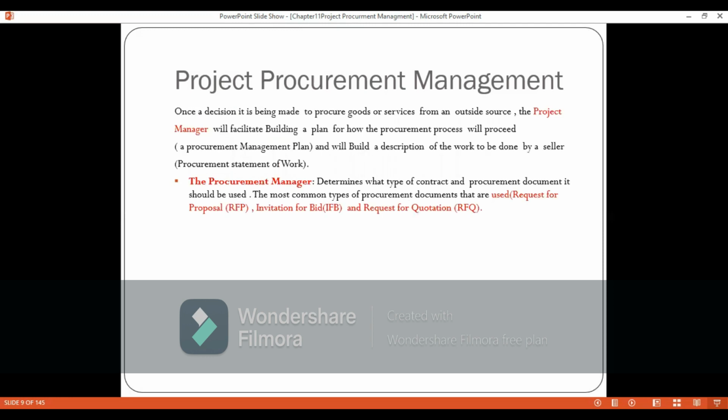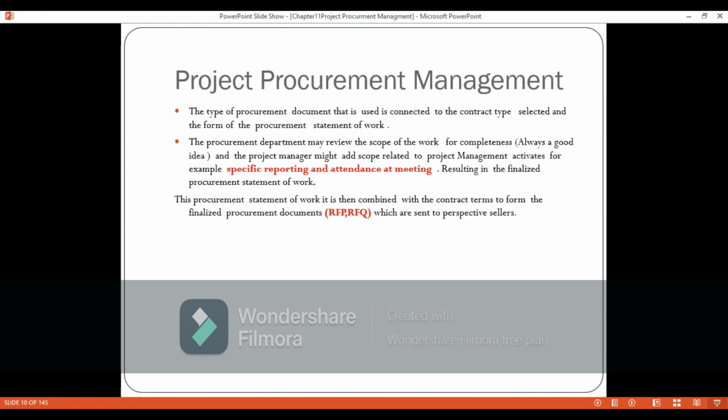So once a decision is taken, whether to procure or to customize, the project manager needs to build a plan for how it is going to procure. The procurement management plan will be included, and he needs to provide a description of the work. The procurement management also needs to determine whether we're going to go for a request for proposal, a tender, or an invitation for bid, or a request for quotation.